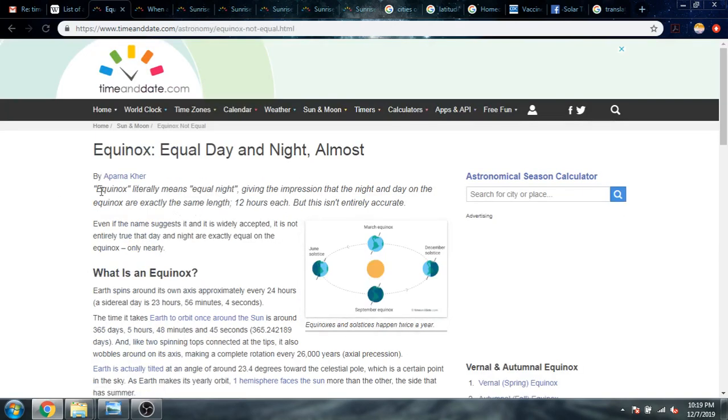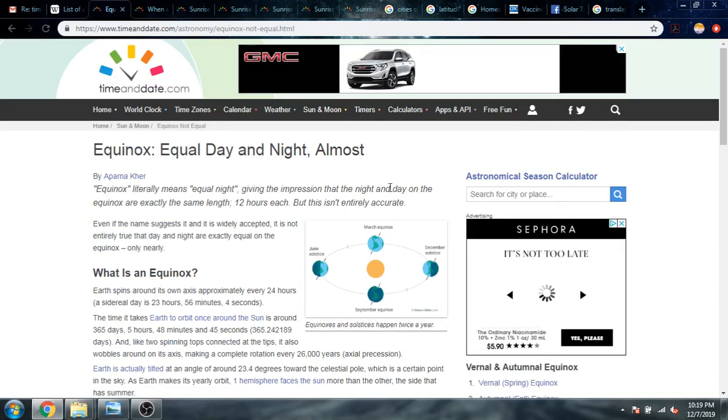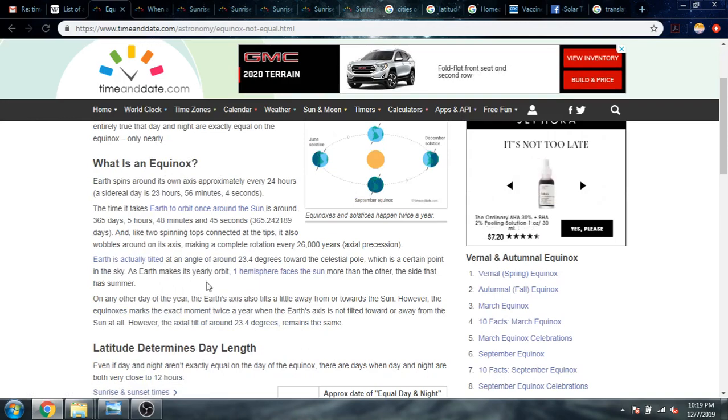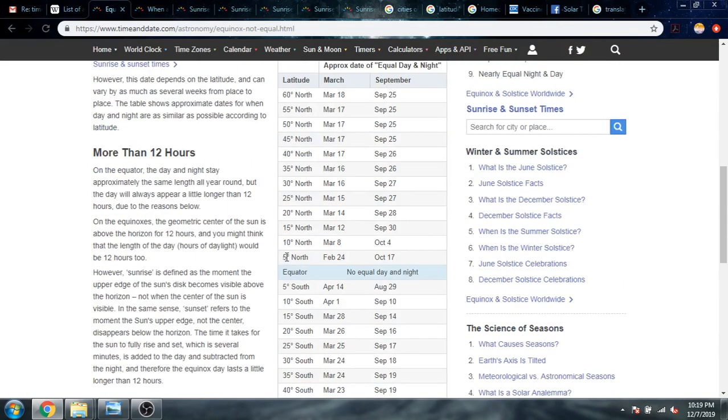So they say it's Latin and literally means equal day and night, but they say this isn't exactly accurate. You can read all this, but I'm going to show you what I think is the important part down here. They're explaining how they measure time with the geometric center of the sun.